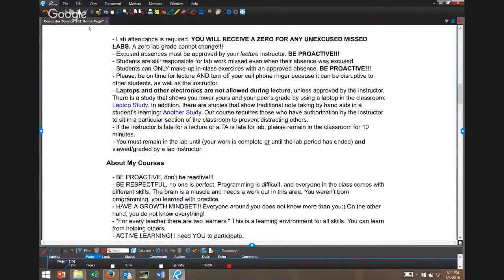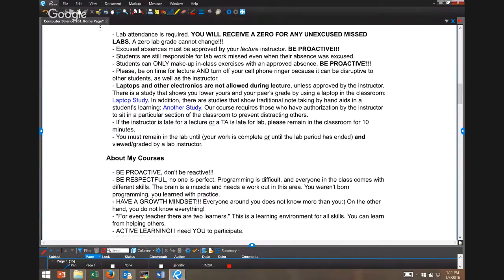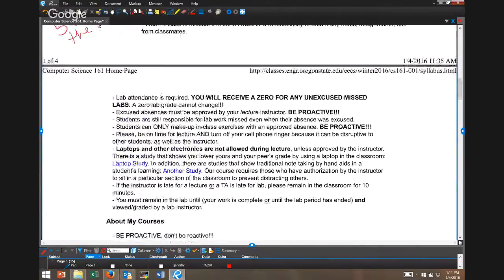Lab attendance is required. If you do need to reschedule a lab, then you can email me, and I will give you permission to either make it up on your own or go to a different lab. What I do need you to do, though, is... now we are having our labs.